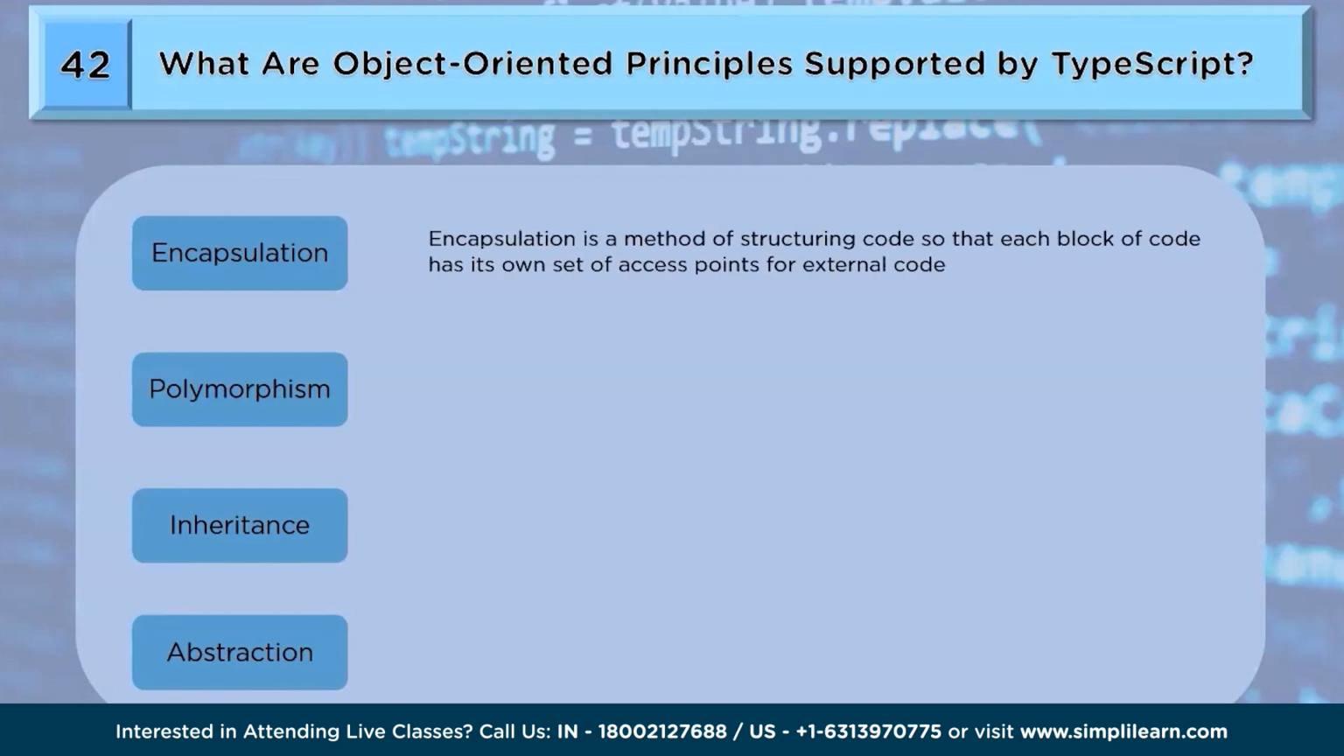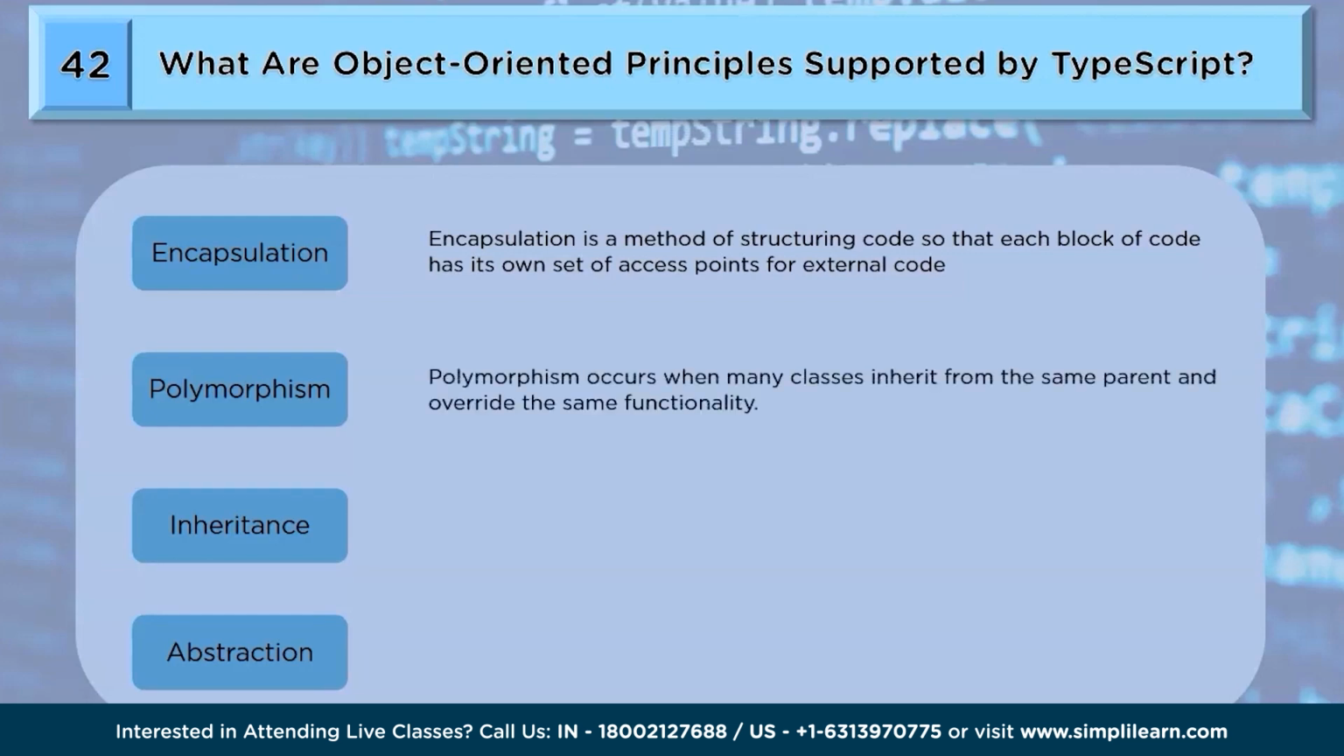Encapsulation is a major component of object-oriented programming languages, and it is a method of structuring code so that each block of code has its own set of access points for external code. Polymorphism occurs when many classes inherit from the same parent and override the same functionality. Each of those child classes is now responsible for implementing a property or method, but they may do so in their own unique way.